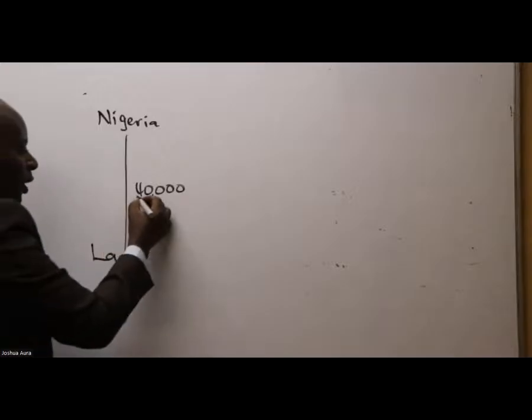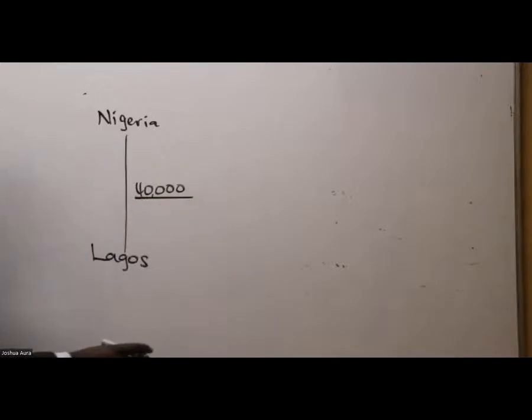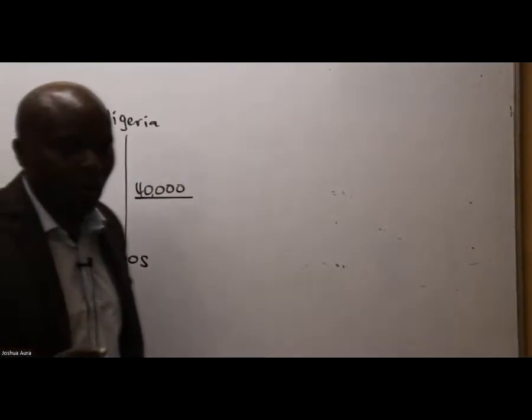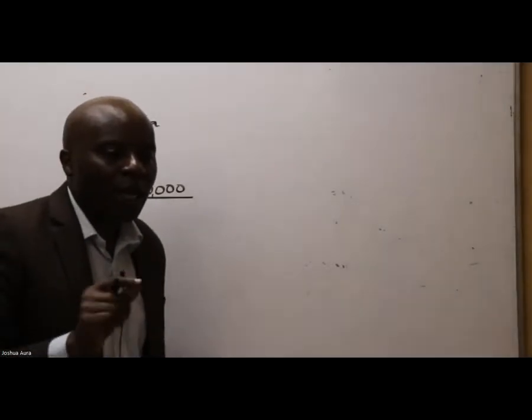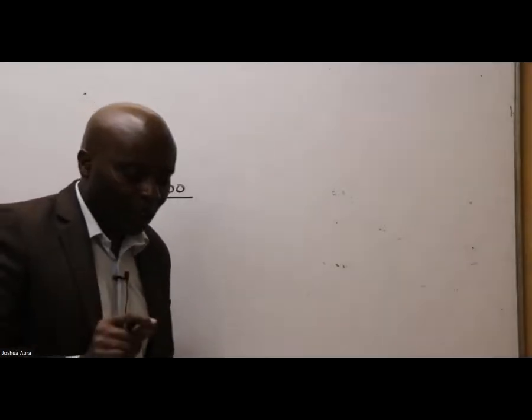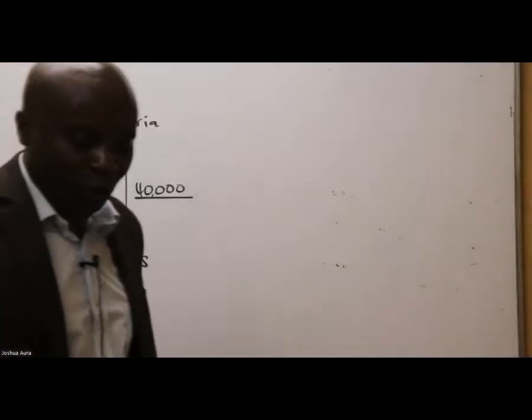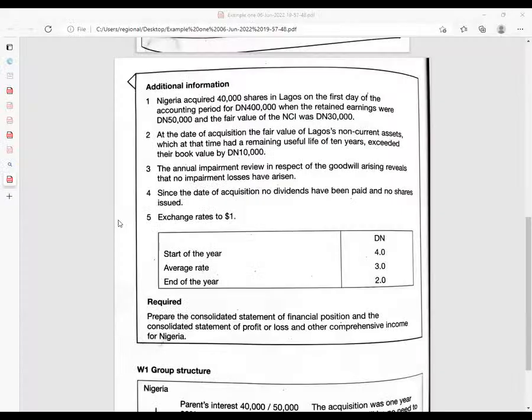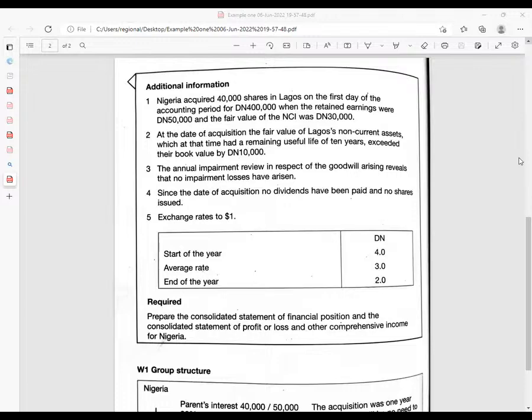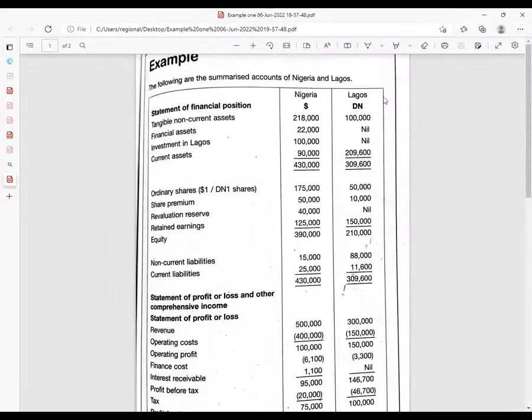I'm interested in knowing the percentage of this investment. We bought 40,000 shares of Lagos. So how many shares does Lagos have in full? Please go to the statement of financial position of Lagos and read the number of shares that Lagos has in total. Look at this: it's ordinary shares, DN1 shares, meaning that the par value is 1.